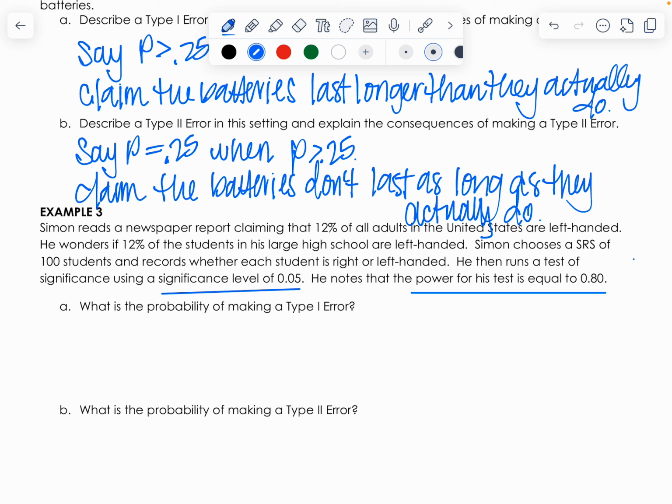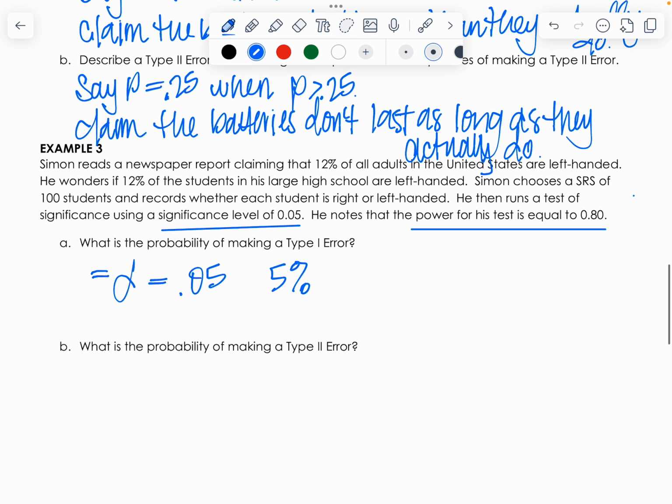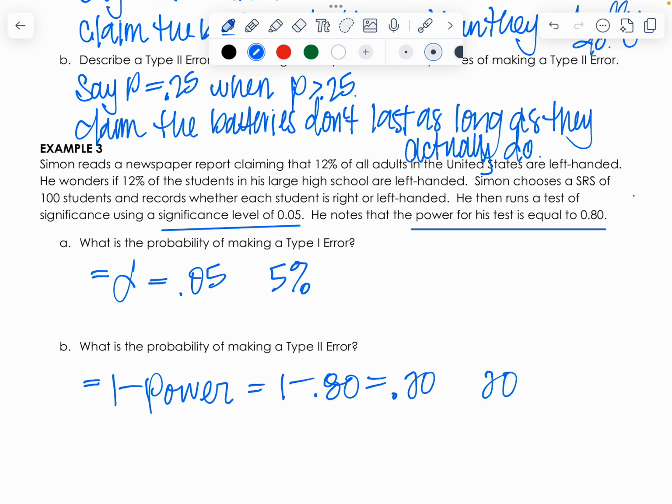Remember, the probability of making a type 1 error is equal to alpha, the level of significance, which is 0.05 or 5%. Not very high, right? And then the probability of making a type 2 error is equal to 1 minus the power. So 1 minus 0.80, which is 20%. A little higher. Okay, so type 1 is when we reject and we shouldn't have. Type 2 is when we fail to reject and we shouldn't have.